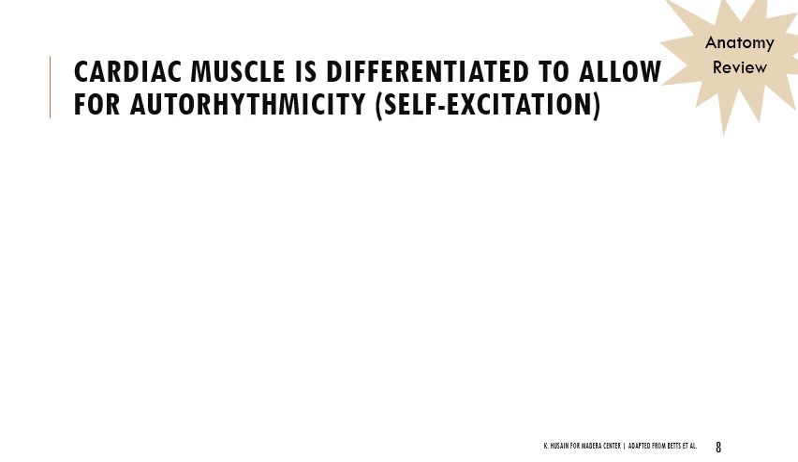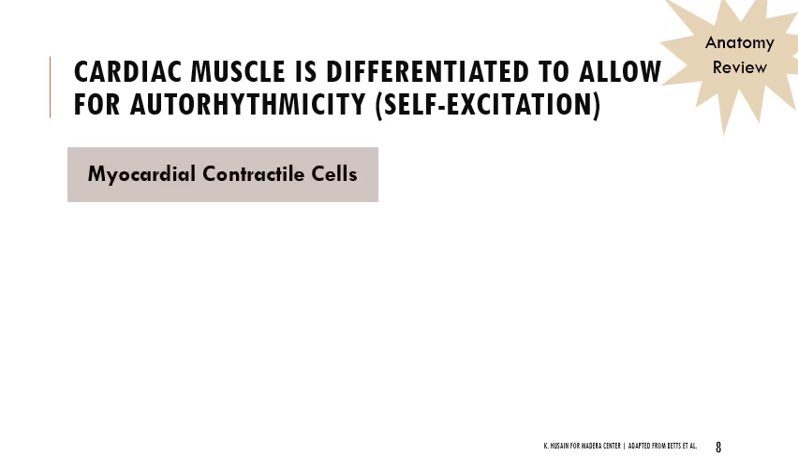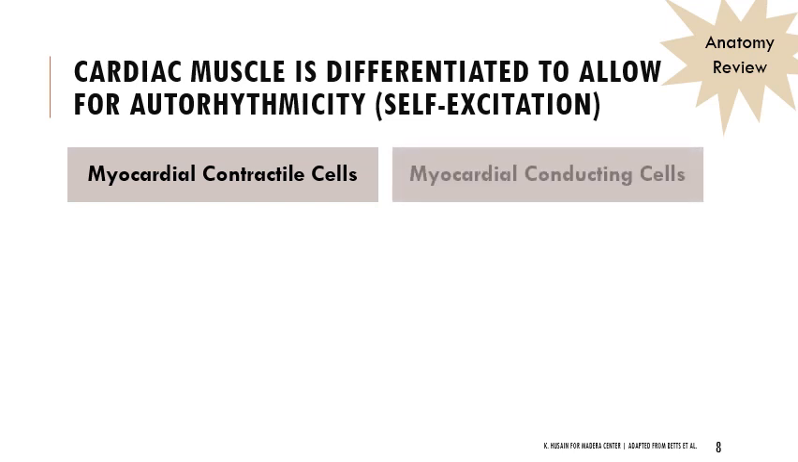Remember that there's different cell types within cardiac muscle. This is because not only is it muscle, but it also has this property of self-excitation or autorhythmicity, where it's able to initiate and propagate action potentials. So we have myocardial contractile cells that are able to contract. So these are doing the muscly work of the heart. We also have myocardial conducting cells, which are really getting down to that autorhythmicity.